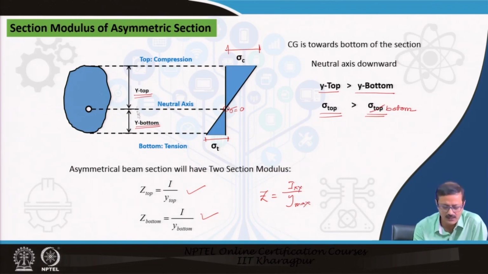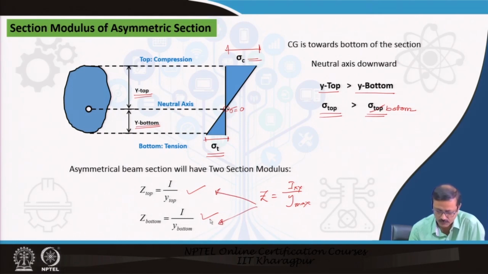I have a bottom Y max from the neutral axis, which will give me the tensile stress, and I have a top Y max, which will give me the compressive stress. So, I have two such values: Z bottom and Z top have to be calculated from there.